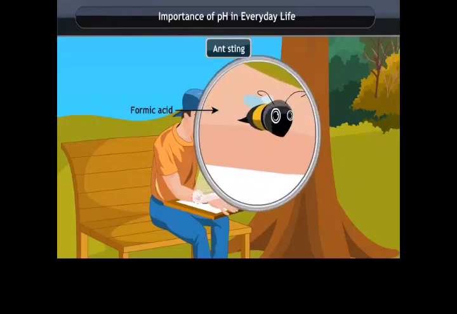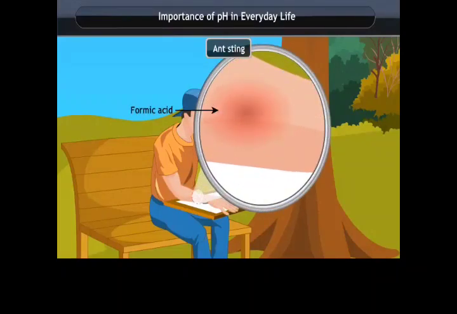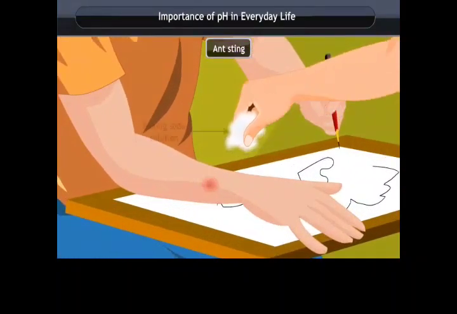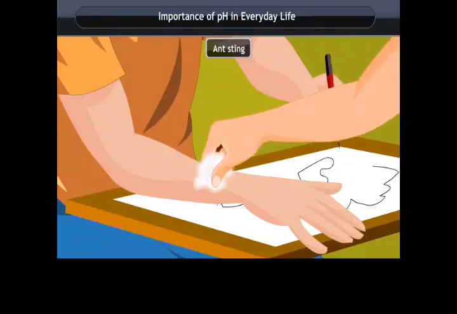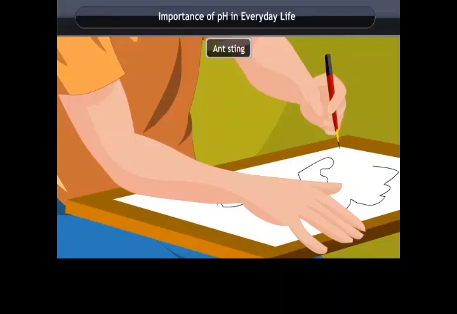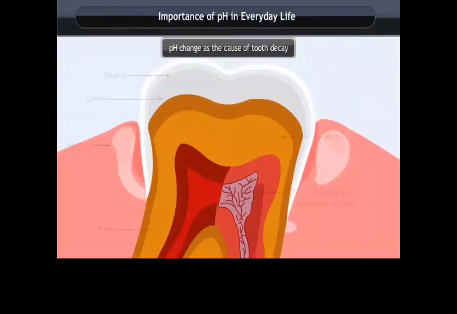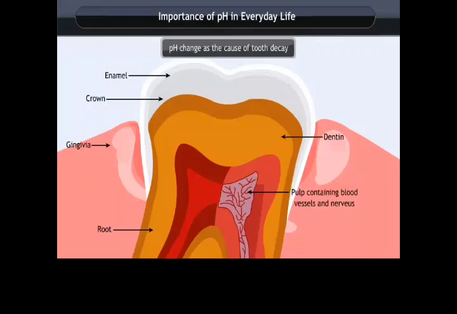Similarly, when a bee bites, it injects formic acid into the skin, which causes pain and irritation. To neutralize the effect of formic acid, baking soda or sodium hydrogen carbonate or zinc carbonate can be applied on the skin for relief.